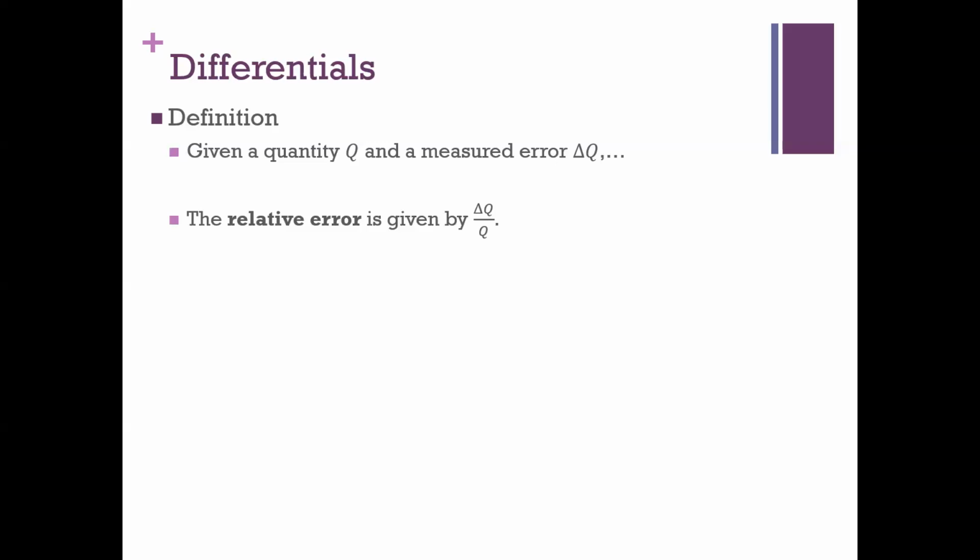That delta Q is like a pure error, right? I'm off by 2 grams. Well, maybe that doesn't matter. It all depends on how big the thing is that you're actually measuring. And that's where this idea of relative error comes from. How big is this error as a ratio of the thing that I actually think I'm measuring?